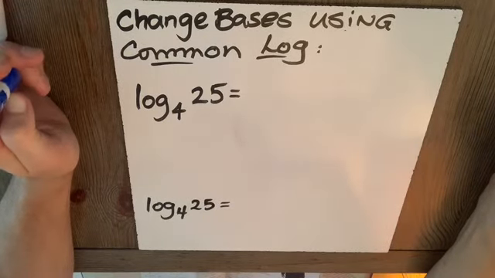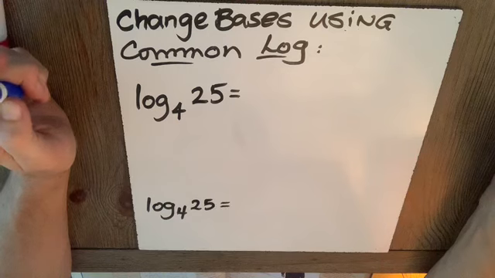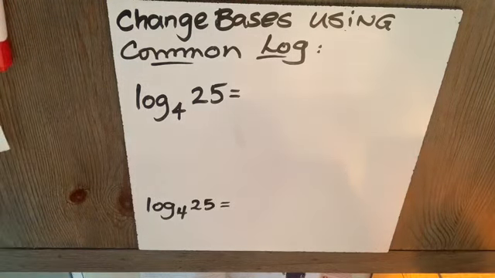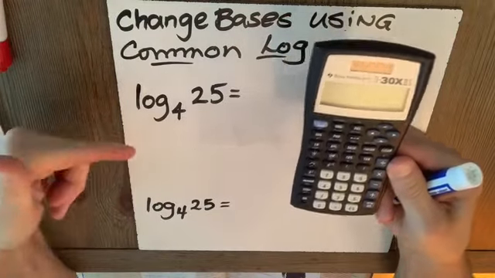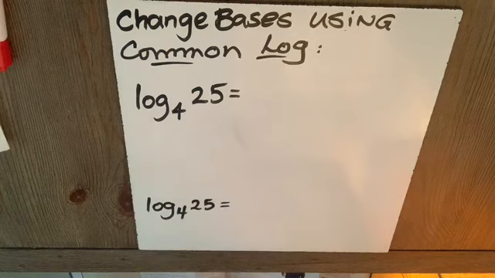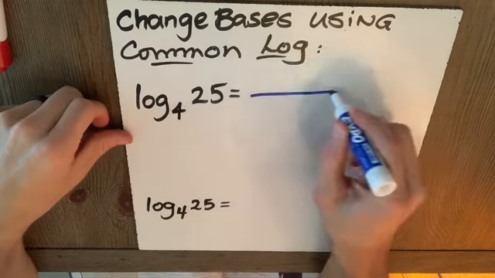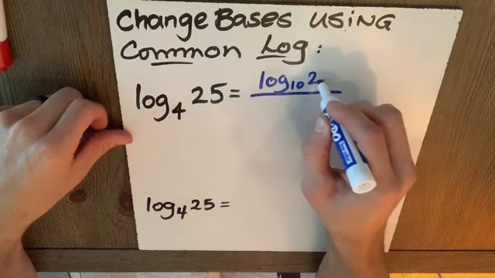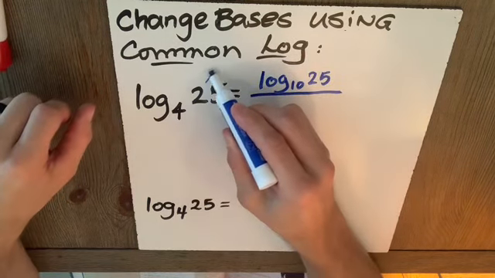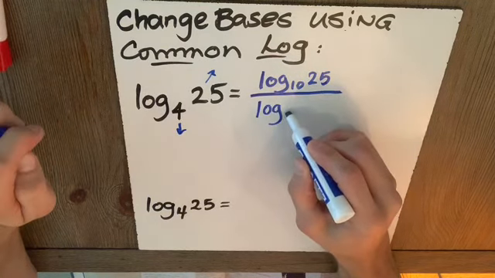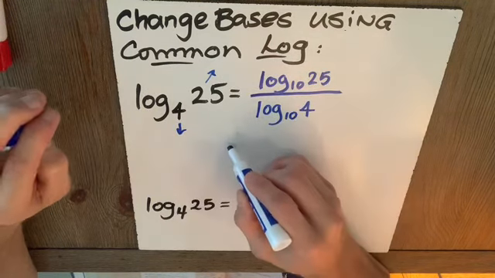Let's use the common log in a change of base. Log base 4 of 25. Oh, sugar. I have this calculator. I can't just punch in log base 4. However, I can change the base to the common log. Log 10 of 25. 25 wants to go north. Let it. 4 wants to go south. Let it. Log 10 of 4.